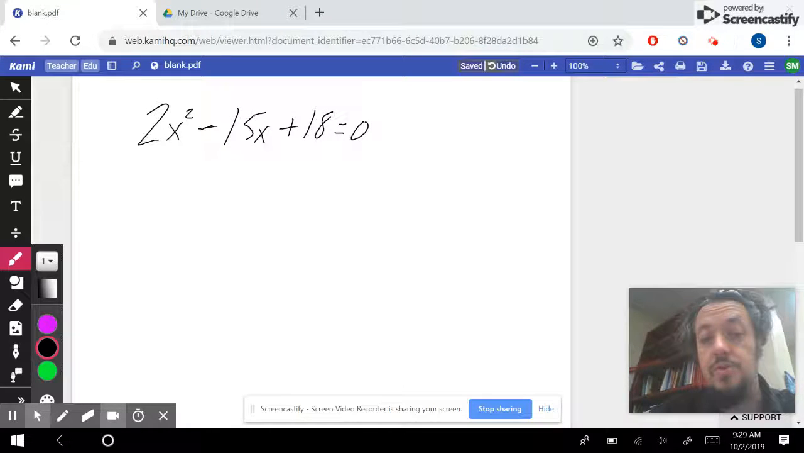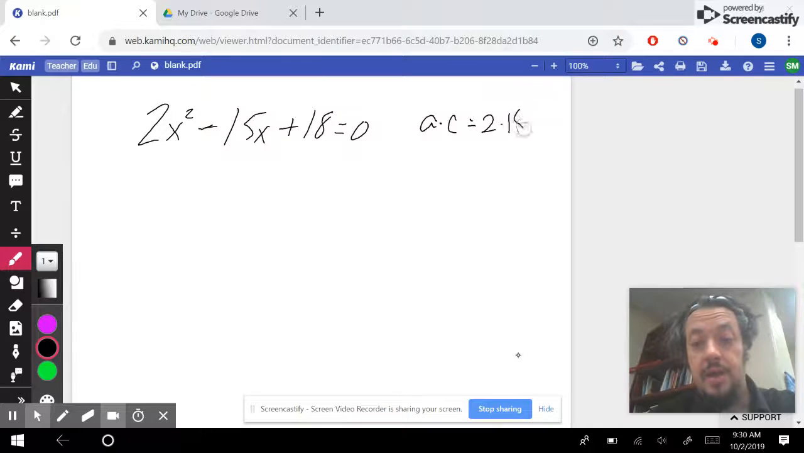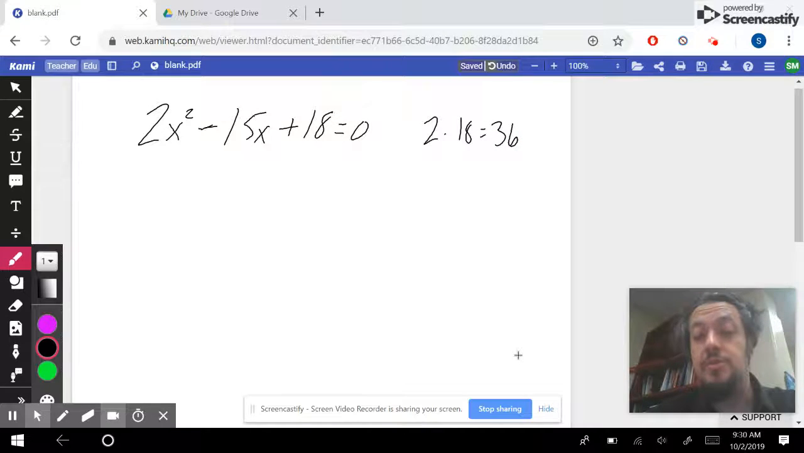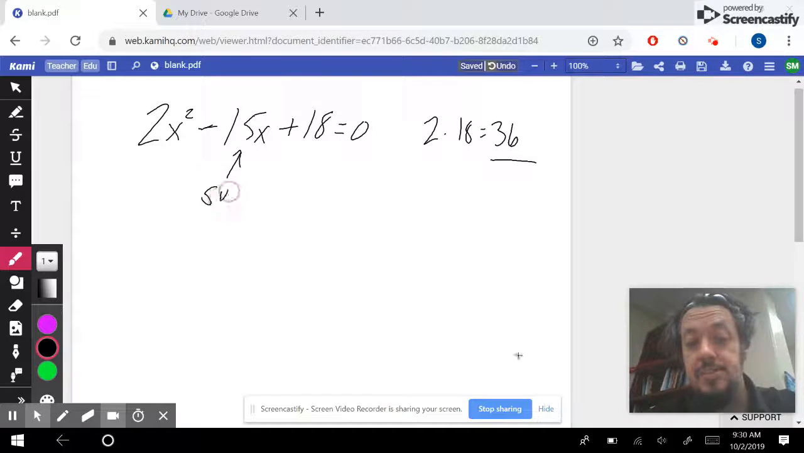So the process that we're going to use here is the AC method. What that means is we're going to take the leading coefficient, the quadratic coefficient, and multiply it by the constant term first. So this is A times C, in this case 2 times 18, and of course that's 36. I'm doing some skipping, so let me try that one more time. 2 times 18 is 36. There we go. And that's going to be the product. We're looking for two integers whose product is 36, but of course, the sum is going to be negative 15.